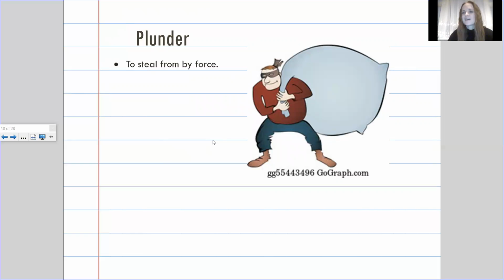So to plunder, and I love this word, it's such a cool word. To plunder means to steal by force. So to take things, we know that stealing isn't good. So plundering is a way of stealing, but you do it by force. So they took things they weren't supposed to, and they went in and they fought other people's tribes, and they took things from them. And this meant to plunder.